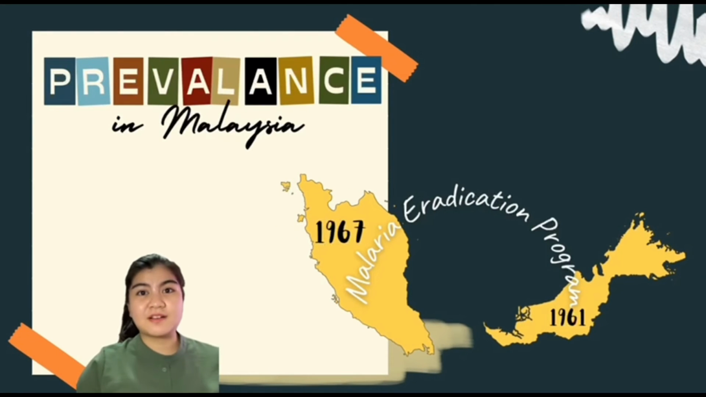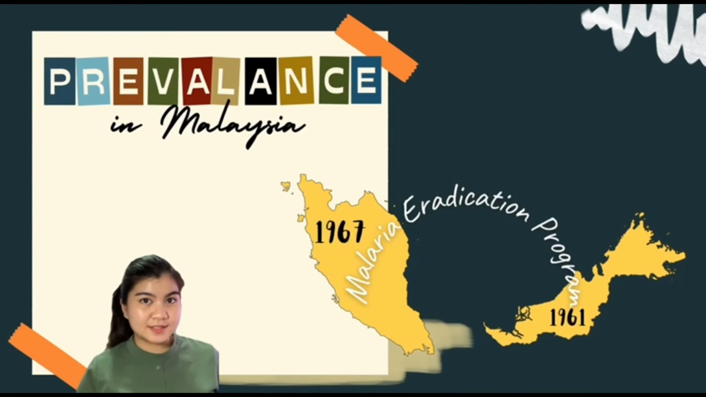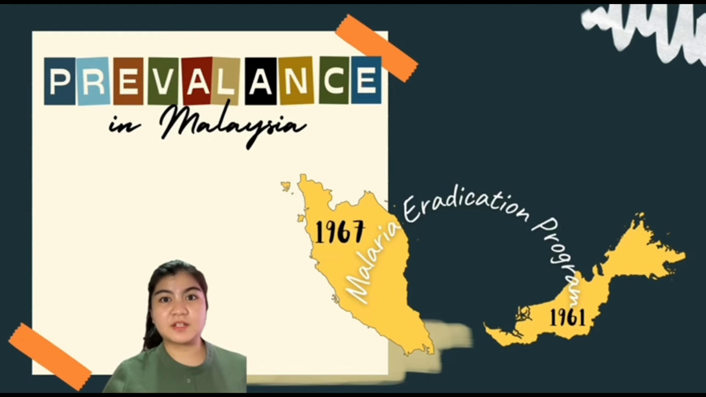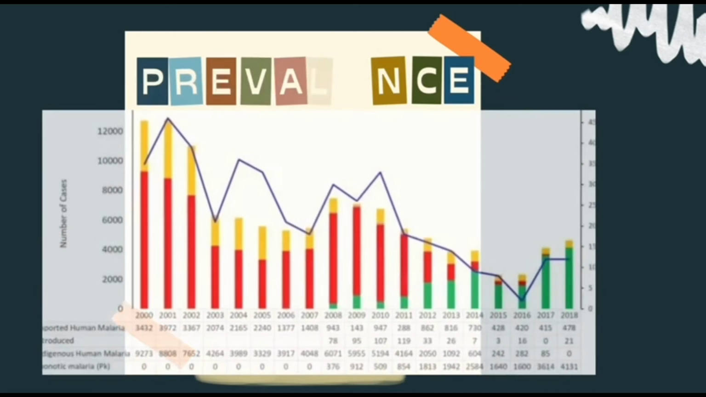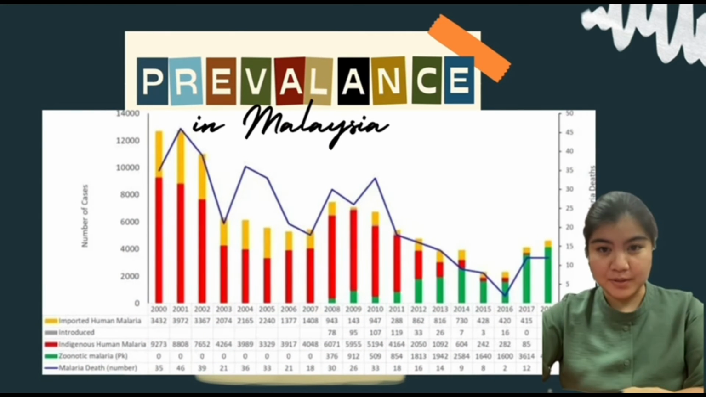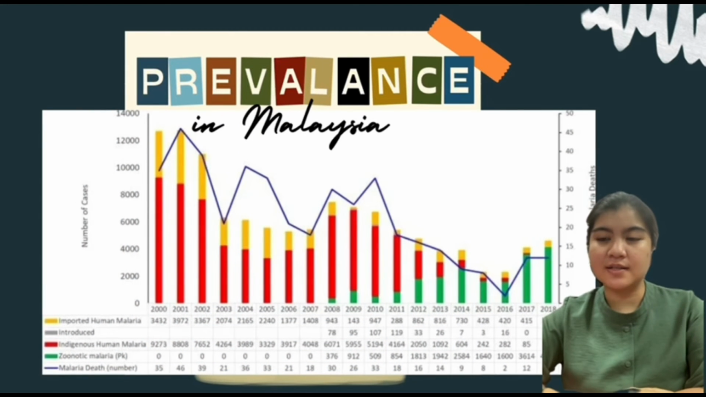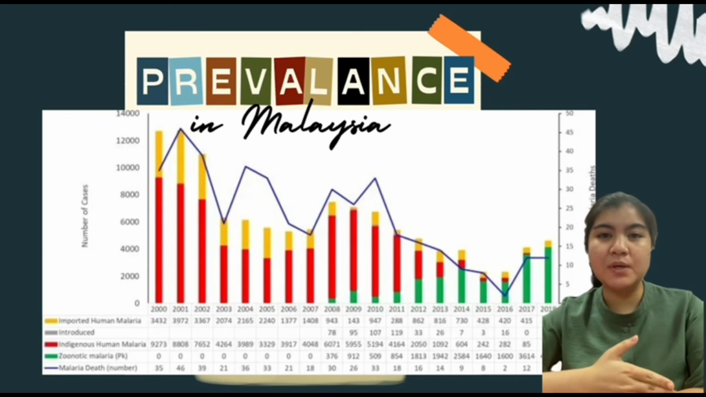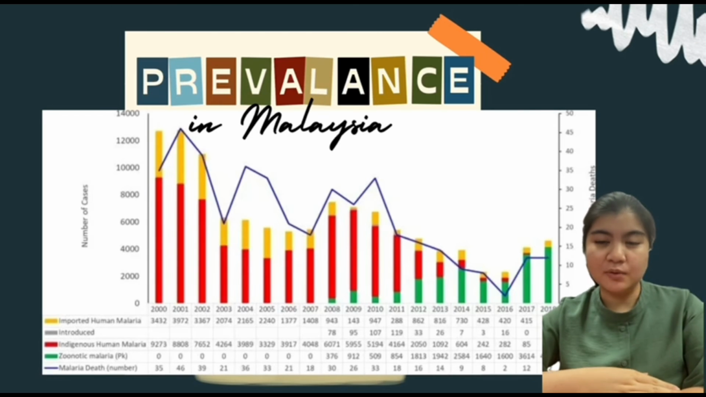Since the malaria eradication program was established in Sabah and Sarawak in 1961 and in Peninsula Malaysia in 1967, Malaysia has made great strides in the prevention and control of malaria. The highest numbers of indigenous malaria cases were recorded in 2000. Between 2000 and 2007, human malaria contributed 100% of reported malaria and 18 to 46 deaths per year in Malaysia.